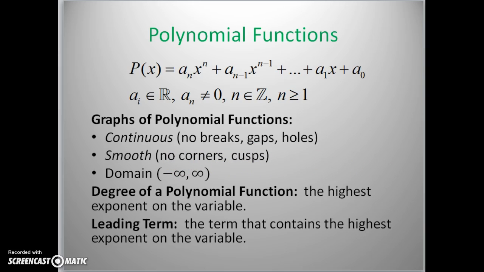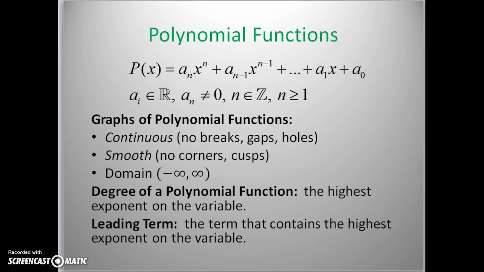Again, that's a calculus term, but for us that means that there are no corners or no cusps in the graph. The domain for all polynomial functions is negative infinity to positive infinity, and that's because we have no restrictions on what we can plug in for x. There are no x's in the denominator to worry about, there are no x's in a square root or fourth root to worry about as well.